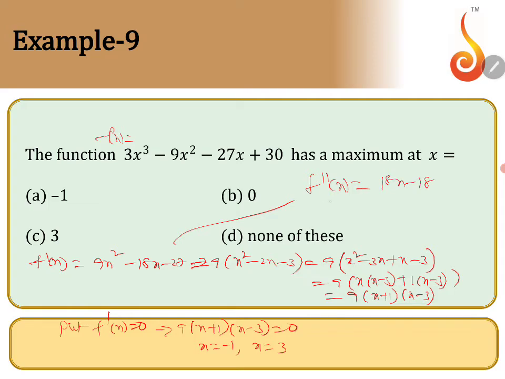So now one by one critical value. He is asking maximum. Maximum means what should we get? Less than 0 should come. f double dash of x at x equal to minus 1. Substitute, minus 18 which is equal to minus 36 which is less than 0. Therefore at x equal to minus 1 maximum will exist. So option A is the answer.